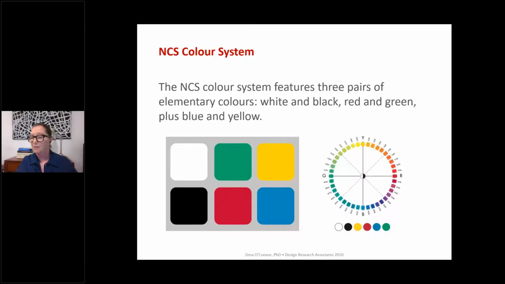So the NCS system features 6 elementary colours in 3 pairs: white and black, red and green, blue and yellow. And these represent the 3 pairs of colours that relate to the opponent colour theory, that theory of human vision proposed by Ewald Hering.